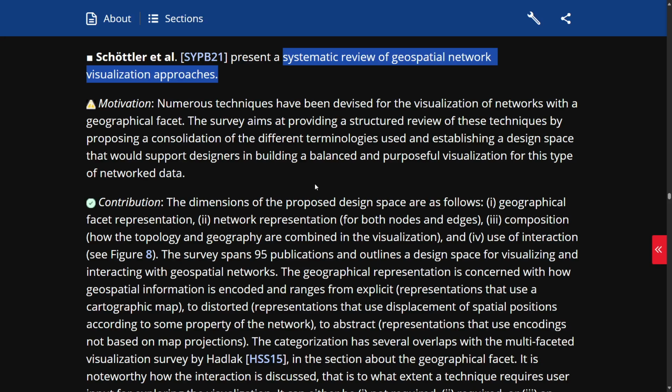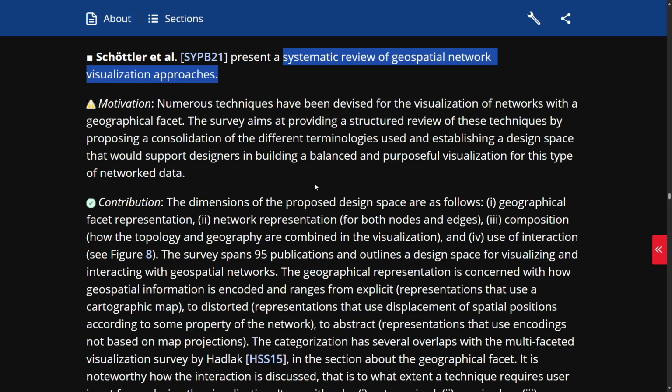The geographical representation is concerned with how geospatial information is encoded and ranges from explicit representations that use a cartographic map, to distorted representations that use displacement of spatial positions according to some property of the network, to abstract representations that use encodings not based on map projections.